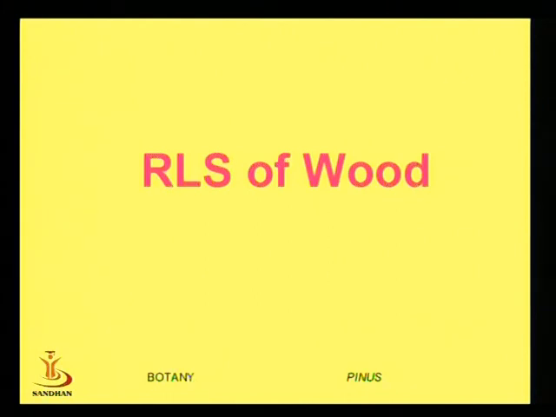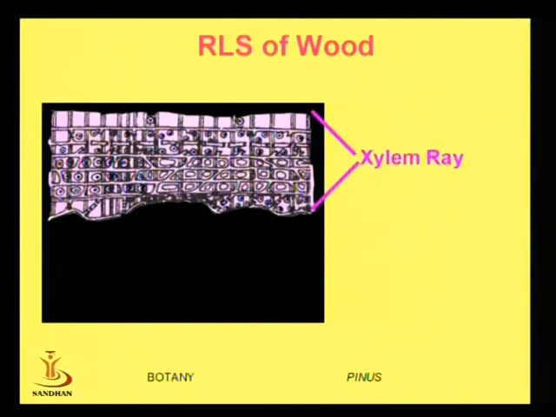Now for the three-dimensional study, or for the thorough study of wood, one has to go through the various parts of the plant, the various kinds of sections. So here we will go through the radial longitudinal section, that is RLS. When we take this section from the center, it is cutting through the radius part, and that's why it is known as RLS, that is radial longitudinal section.